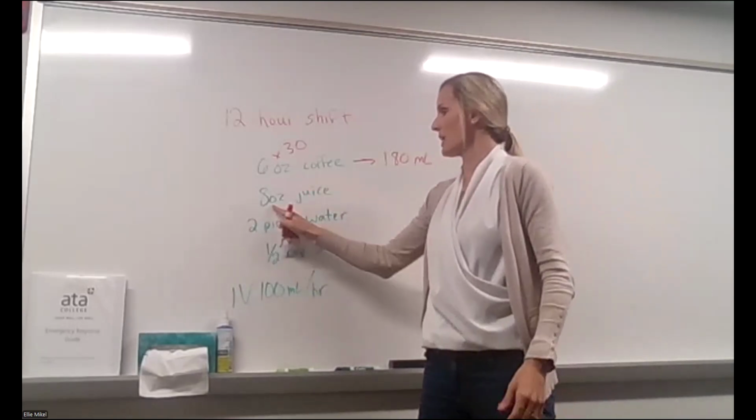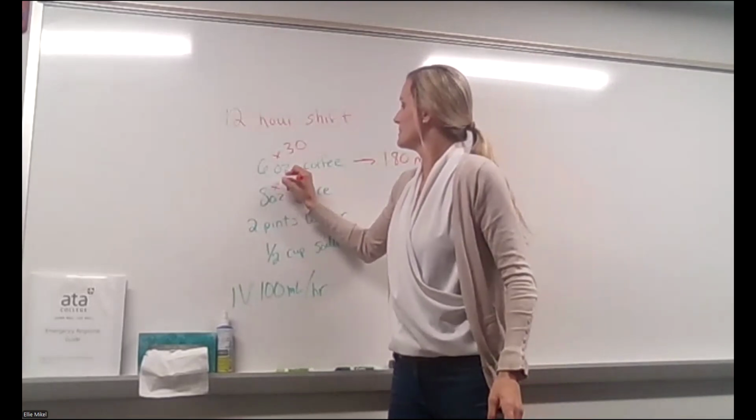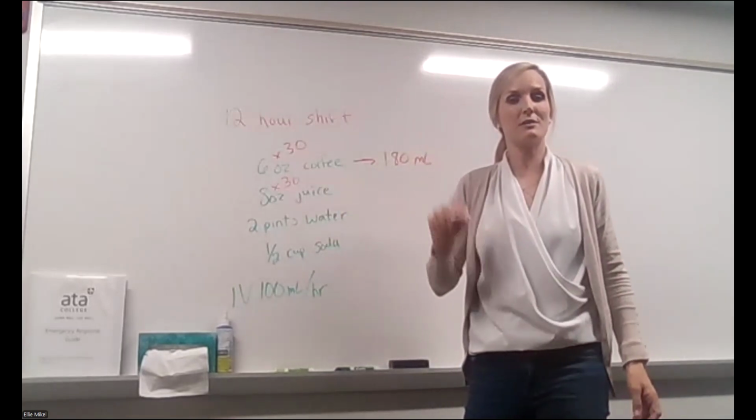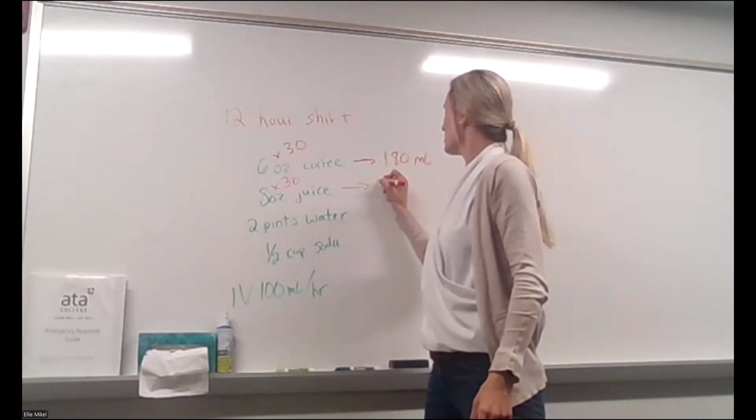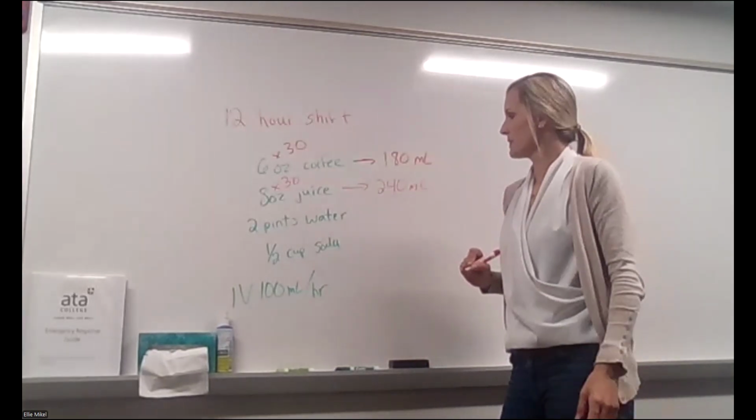So we'll do the same thing with 8 ounces, since we're using the same unit here. 8 ounces, since there's 30 milliliters in an ounce, 8 times 30 is what we'll use here to see that that's the same thing as 240 milliliters.